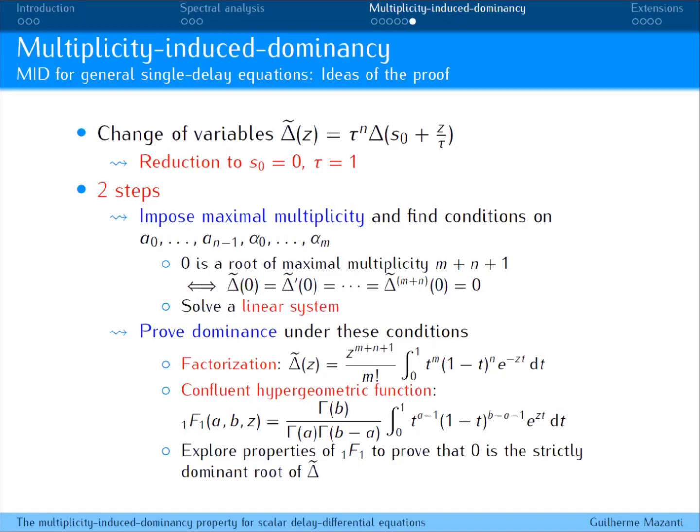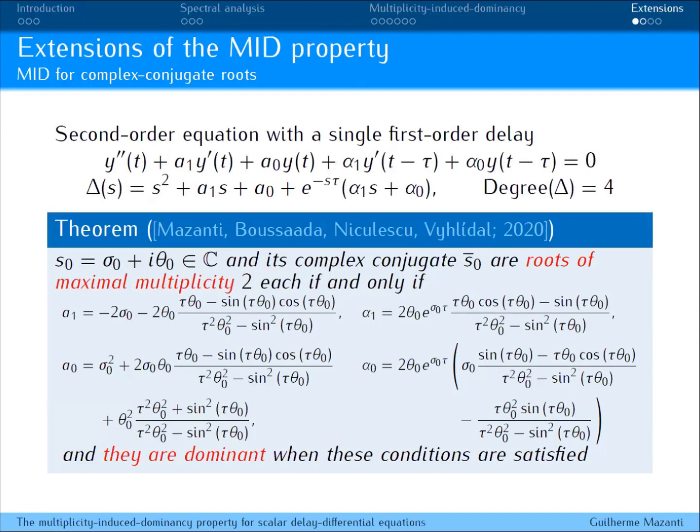So now that the theorem is proved, I want just to give you some ideas of the extensions that we can show. The first one is what happens if instead of having a real root of maximum multiplicity, I want to place complex conjugate roots. So we did a study on that in a lower order case. So in the case of a second order equation with a first order delay, in this case, the degree of the corresponding quasi-polynomial is 4.